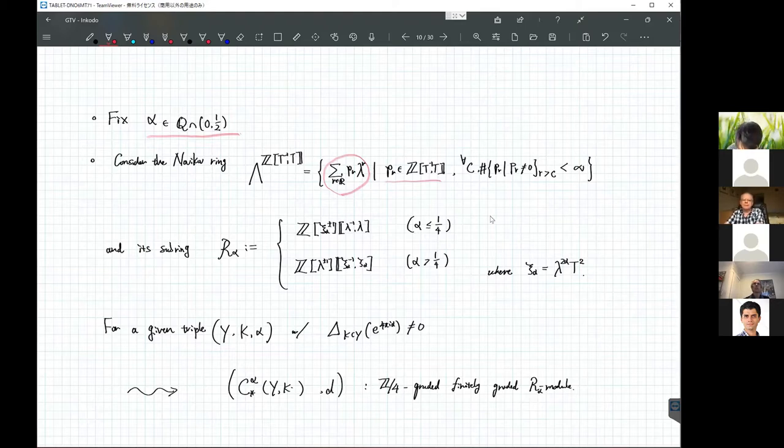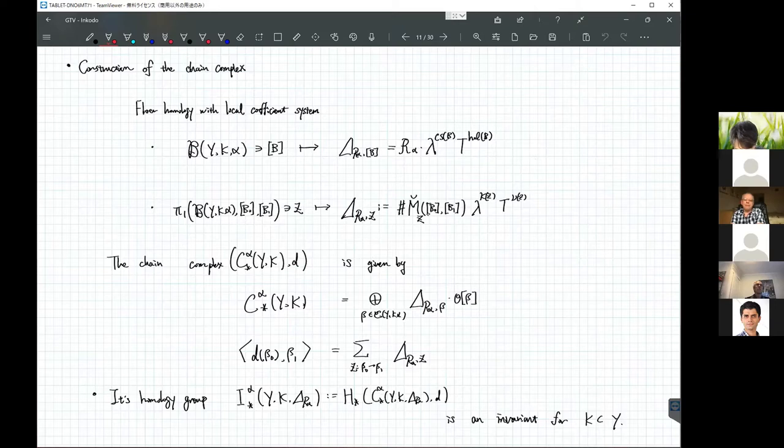And we also consider its subring R alpha, which is defined as this. And the definition is divided by, when alpha is smaller than 1/4 or greater than 1/4. Here, xi alpha is an element which is given by this form. I will describe the geometric meaning of this subring. And for a given triple (Y, K, alpha) which satisfies this condition, we can define a Z/4-graded finitely generated R alpha module. This is a Floer chain group.